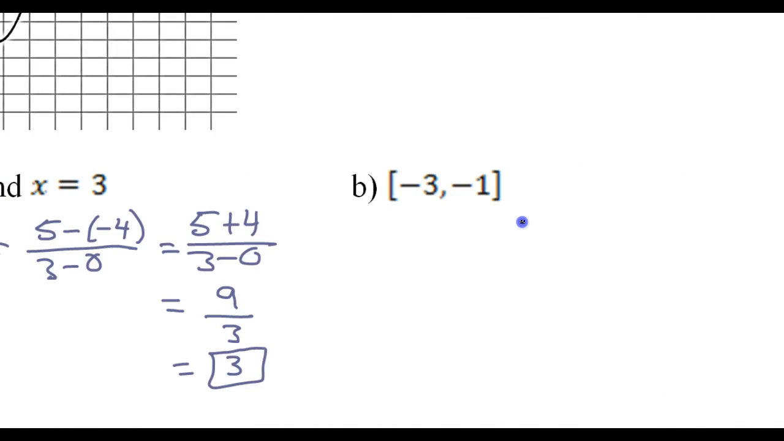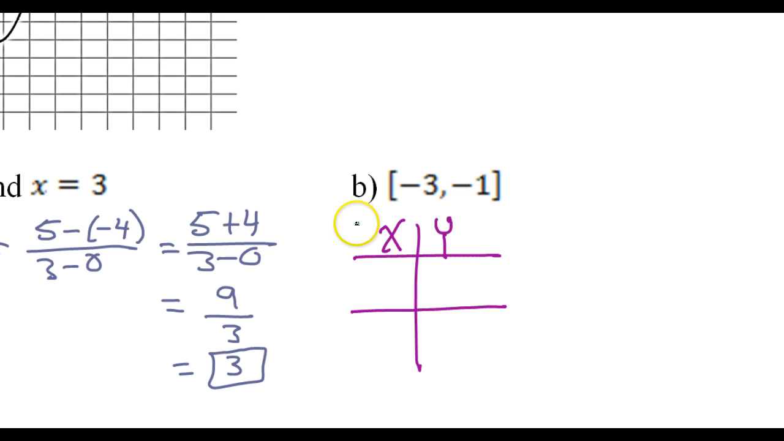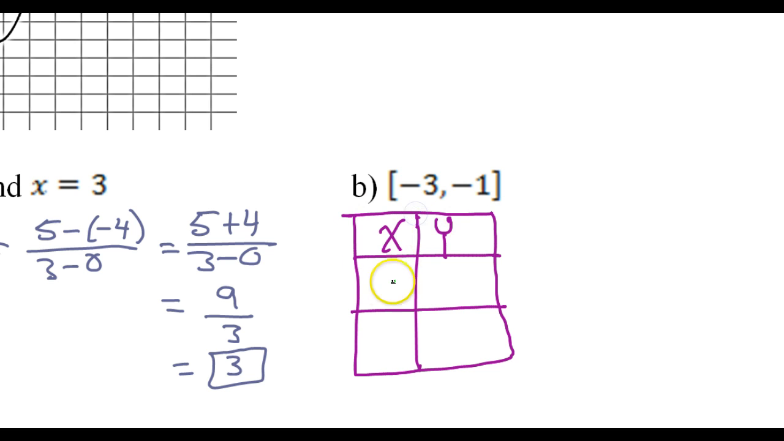Oh, well, this time they gave it to me in a slightly different form, but it's the same thing. Once again, they are giving us the x values. So I would make a little chart like this. Okay, so the x values are -3 and -1. So let us find the y values that go with these x values.